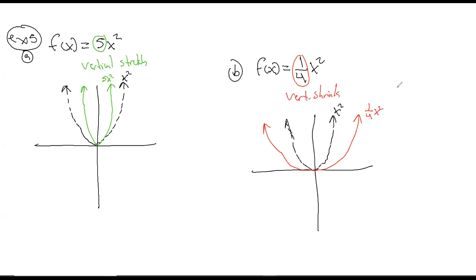And if I change this 1/4 to a 1/10, it would make it even wider. If I change it to a 1/100th, it would make it even wider. So that's the effect of a vertical stretch or shrink.